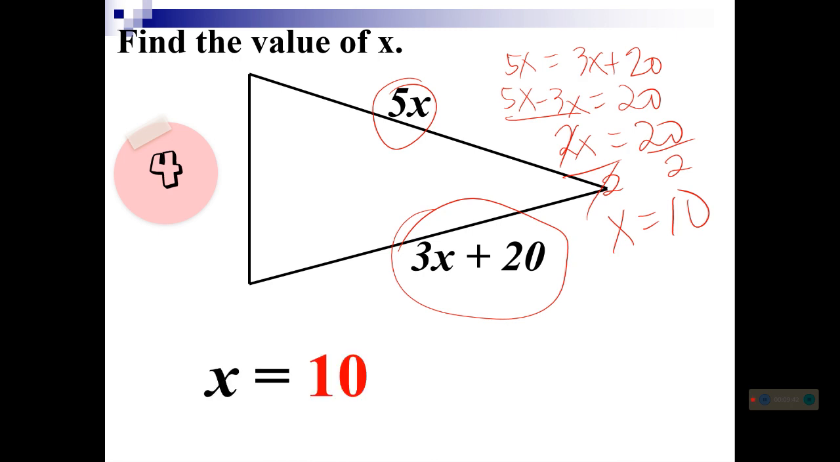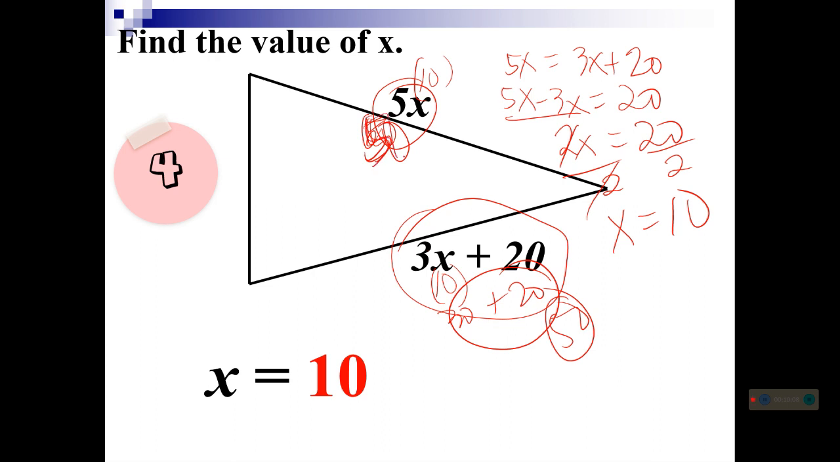If you are going to check, substitute 10 in place of x. 5 times 10 is 50. Sorry, again, 5 times 10 is 50. Then 3 times 10 is 30, plus 20 is equal to 50 also. So again, this is 50 and this is 50 because they are the legs, which are congruent.